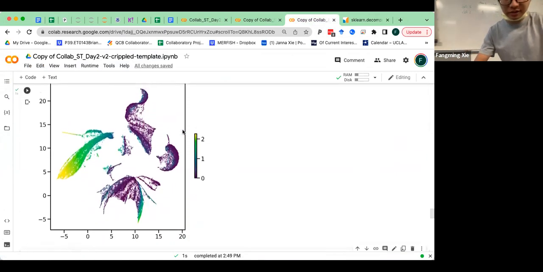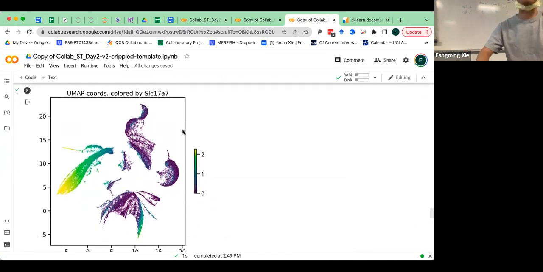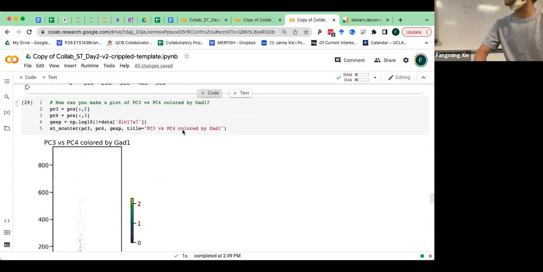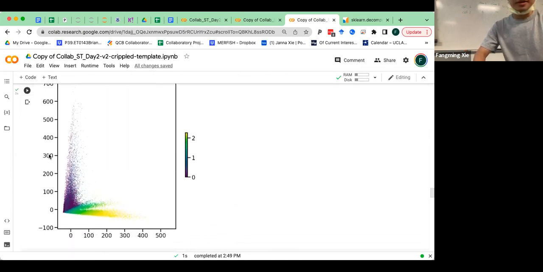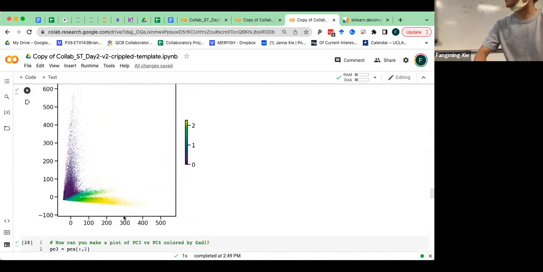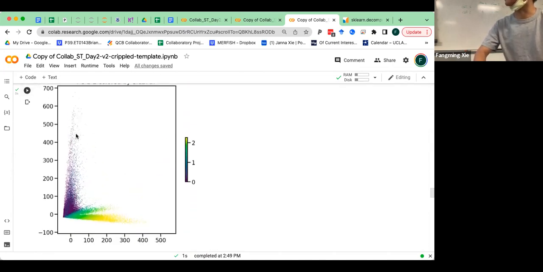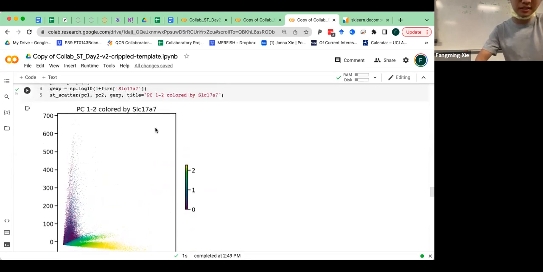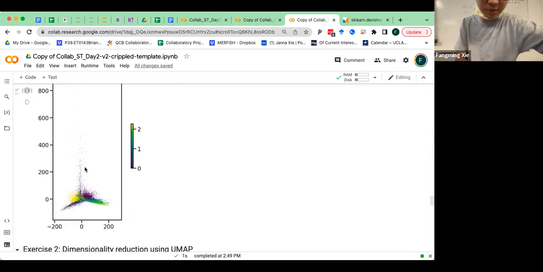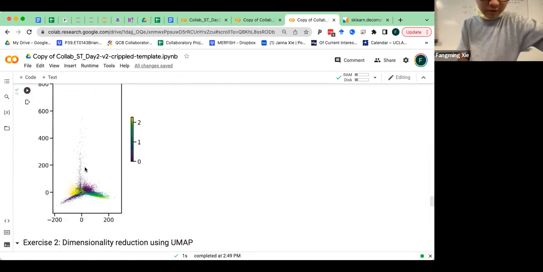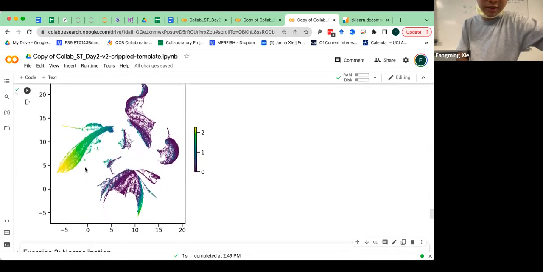Okay, I got my results. It actually looks like this after applying UMAP to the gene expression data. And my results for PCA are like this. This is PC1, which is the x-axis. PC2 is the y-axis for all of the cells, colored again by the expression level of SLC17A7. You see that SLC17A7 is highly correlated with PC1, but not PC2. And this is PC3 versus PC4 and UMAP.